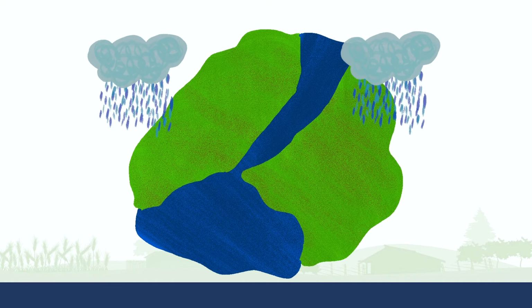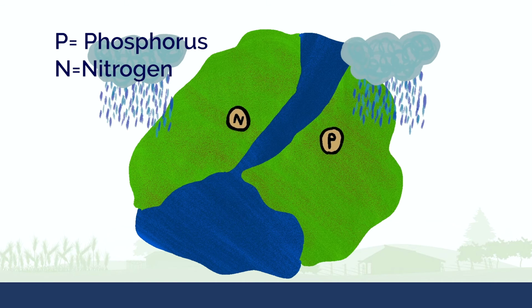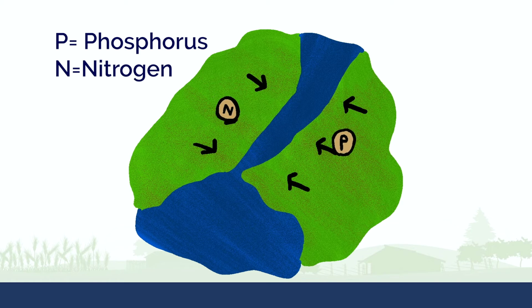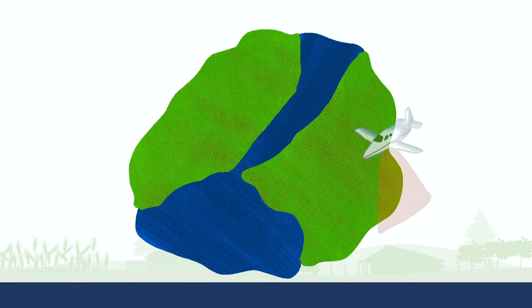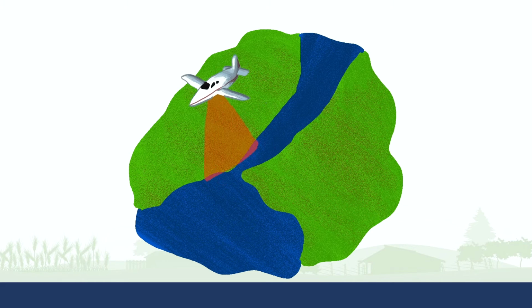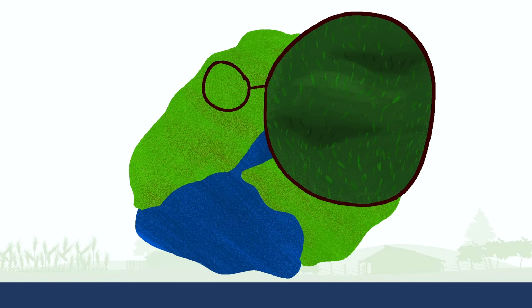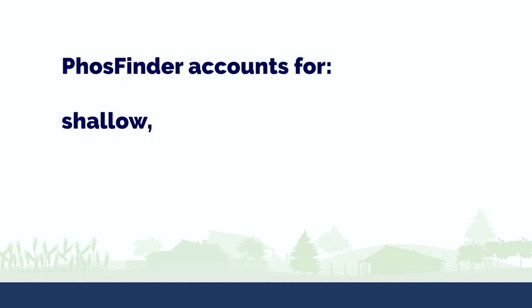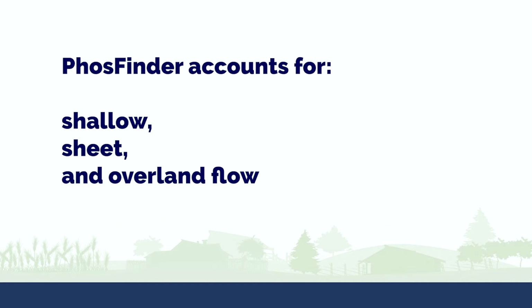The PhosFinder script accounts for flow speeds. The faster water flows, the more erosion a landscape undergoes, and the easier it is for nutrients to flow downstream. PhosFinder uses the LiDAR-derived digital elevation models to understand how nutrients erode from a watershed, accounting for shallow, sheet, and overland flow. This modeling capability is an important advance and is made possible by Manitoba's investment in high-quality LiDAR.